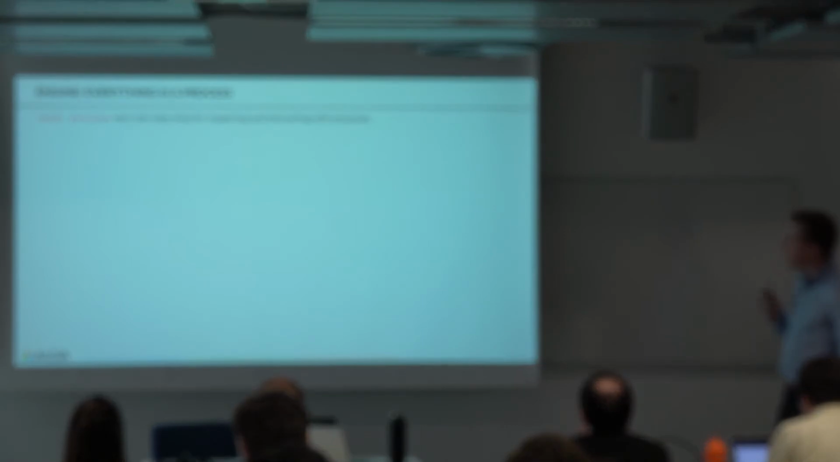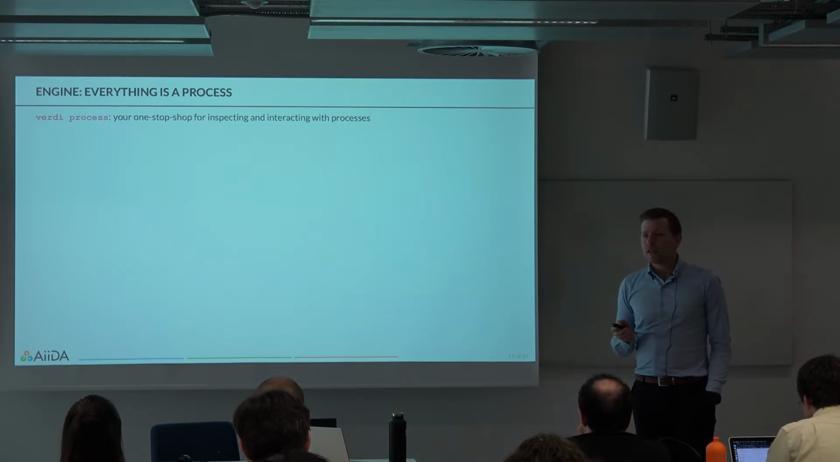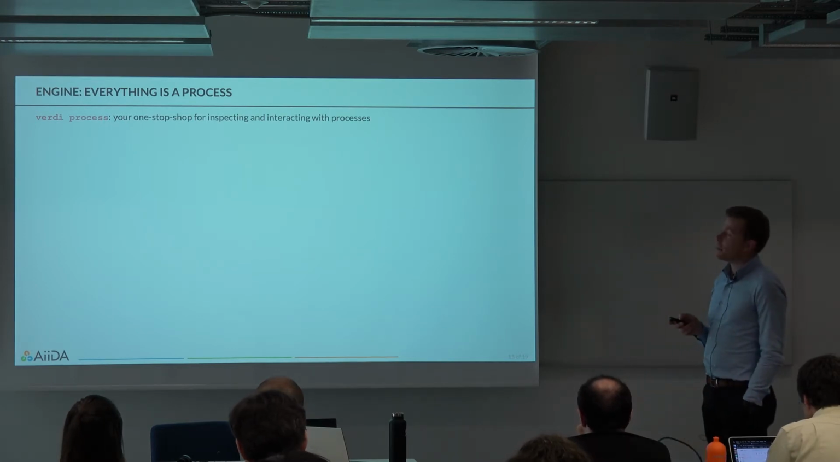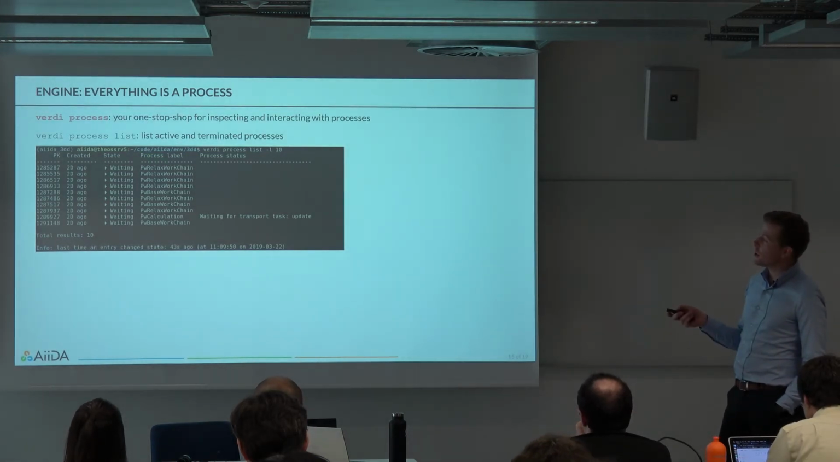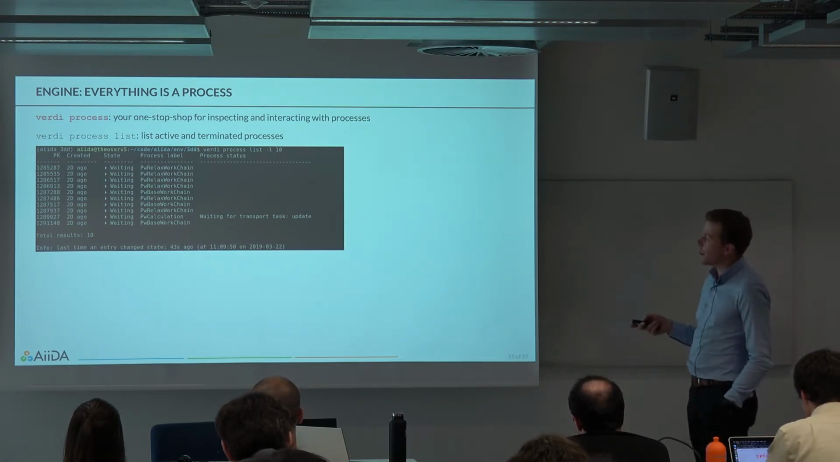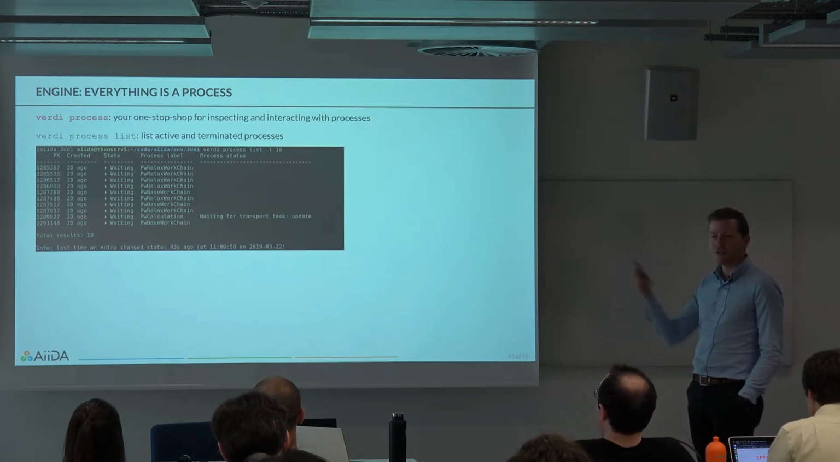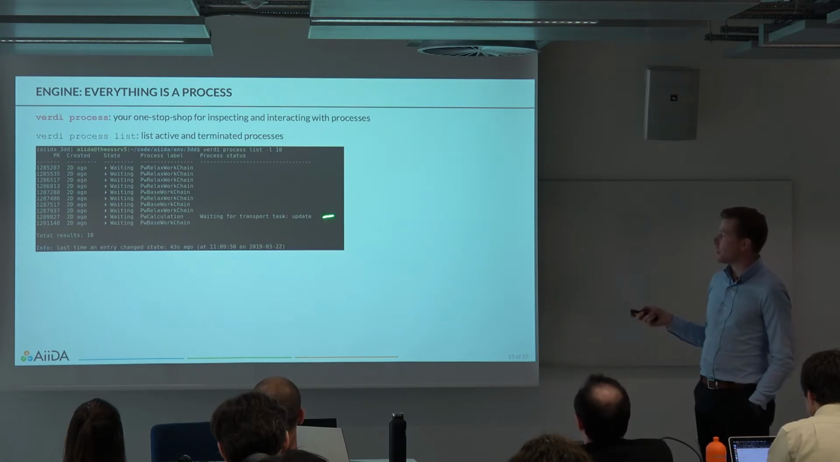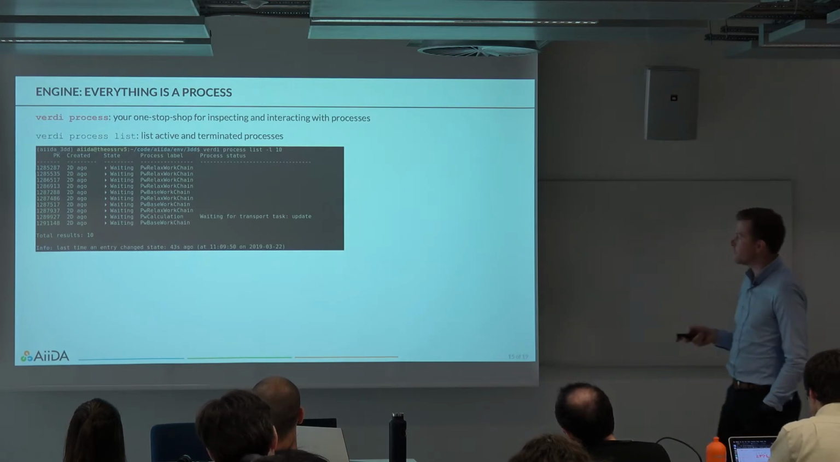Right, so almost at the end. Verdi process. For everything that runs, everything that you launch, verdi process is your one-stop shop. You've already seen this yesterday. If you launch processes, you can do verdi process list, and by default, it shows all the active processes. So for example, here we have a bunch of relax work chains that are in the waiting state. They're waiting for their sub-workflows to finish running. Here, for example, a PW calculation is also waiting because it's waiting for a transport task. It's waiting for the scheduler to tell that it has completed. It will query the scheduler now and again: is this task done yet? And if it's done, it will start retrieving it.